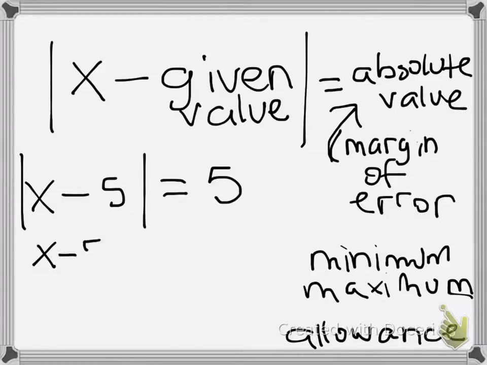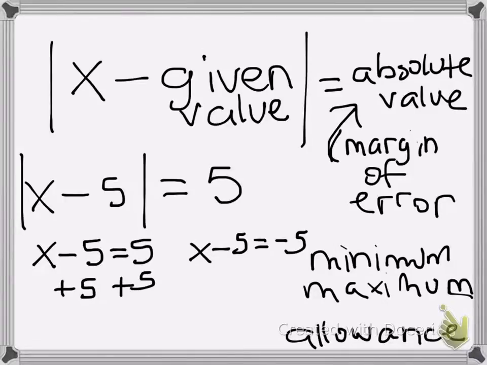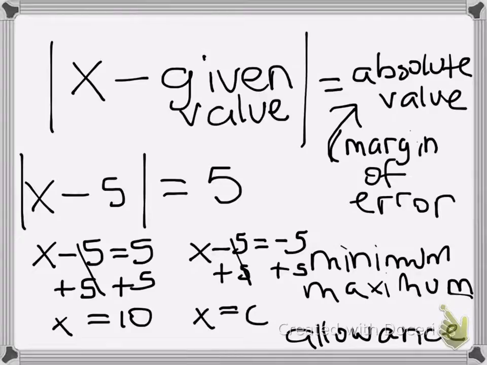To solve, I would need to do my two cases like I did for the last example, where I have x minus 5 equals 5, the positive version, and x minus 5 equals negative 5. So I'm going to solve those, and x would be 10, and then in this case, negative 5 plus 5, x would have to be 0. So my two temperatures, or my minimum and maximum temperature that I could store the ice cream at, would be 10 degrees or 0 degrees.